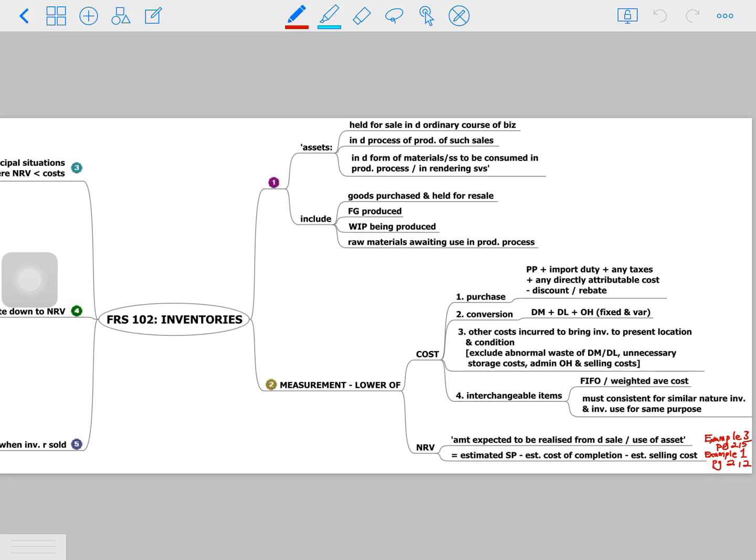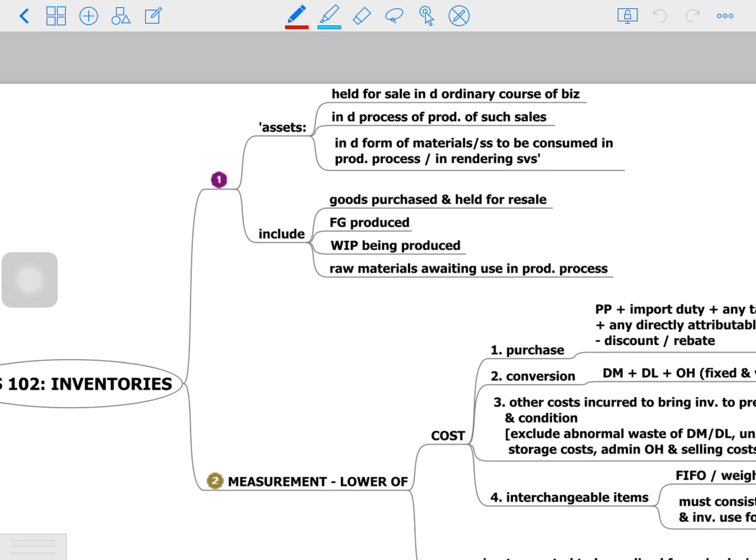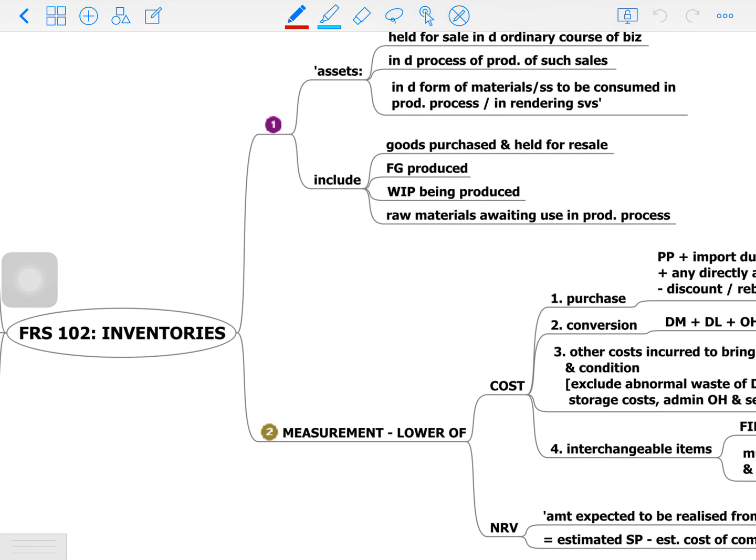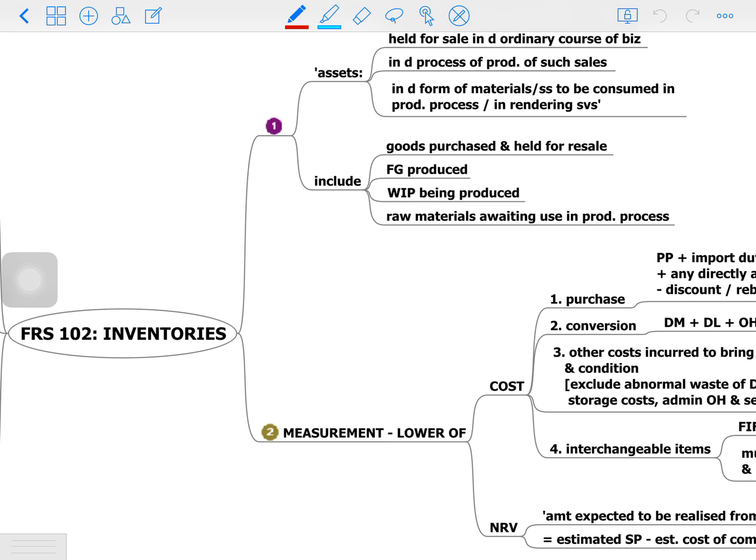Because when we talk about FRS, it is the accounting standard in Malaysia. Normally they talk about how we recognize, measure, and disclose the items in the balance sheet and financial statements. So for inventories, first we're going to look at the definition of inventories given by FRS 102.